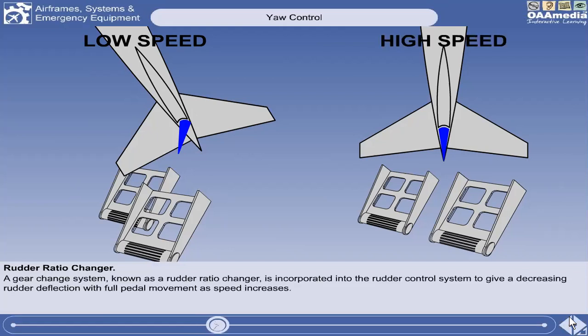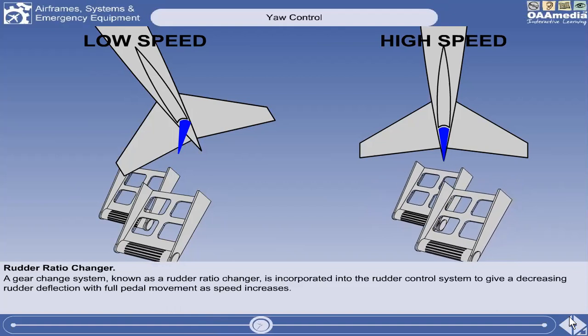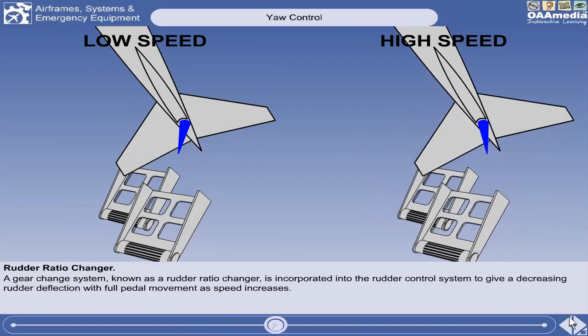To prevent this occurrence, a gear change system, known as a rudder ratio changer, may be incorporated into the rudder control system. This may be a single gear change, which gives a smaller rudder deflection for full pedal movement above a certain speed, or a progressive gear change, which gives a decreasing rudder deflection with full pedal movement as speed increases.